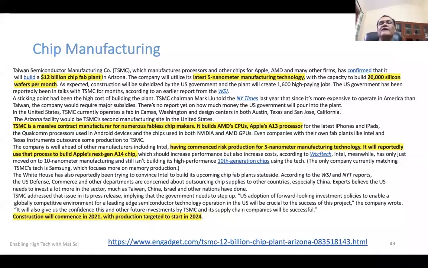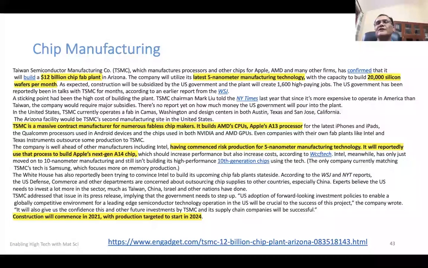Okay. The fourth paragraph says that, having commenced risk production for 5-nanometer manufacturing technology, it will reportedly use that process to build Apple's next generation A14 chip. So if you just thought that the A13 chip and the iPhone 11 just came, think again. Because when they launched iPhone 11, the technologists and scientists and engineers at Apple were already working on A14. They probably have the design done now and they are working with TSMC or other contract manufacturers to productize this and to commercialize this.